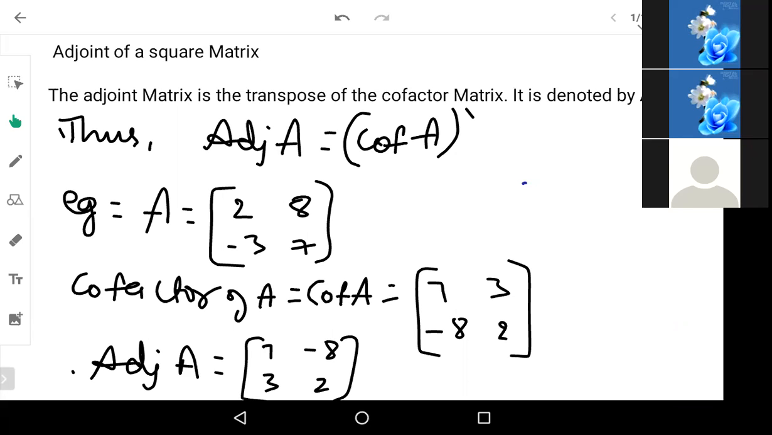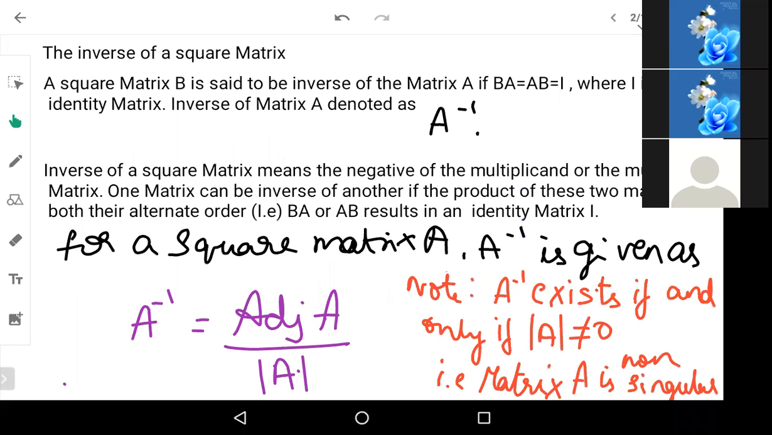Understood adjoint of a square matrix? Now, using all of this, using the minor, then using the cofactor, adjoint, using all of these concepts, we will be finding out the inverse of a matrix. Okay. Now, what is this inverse of a matrix?